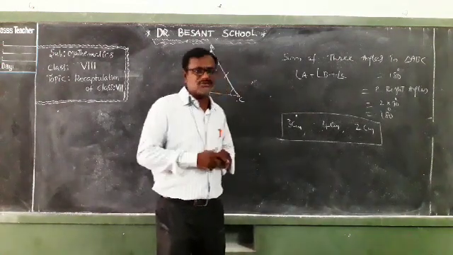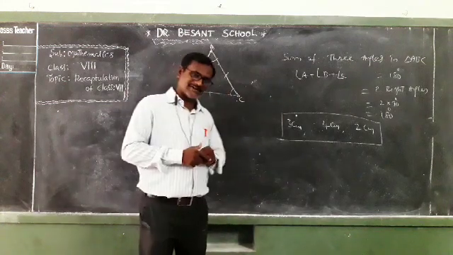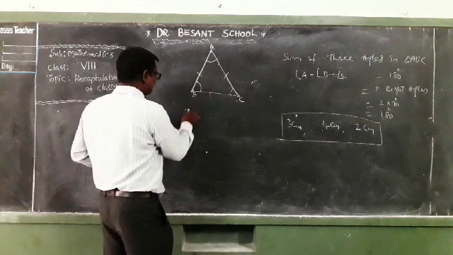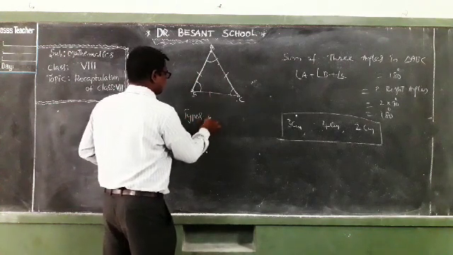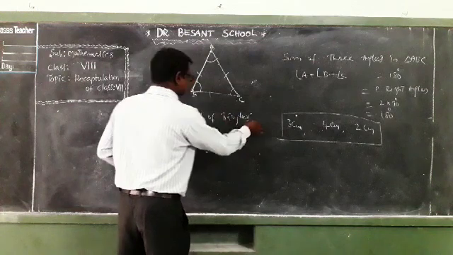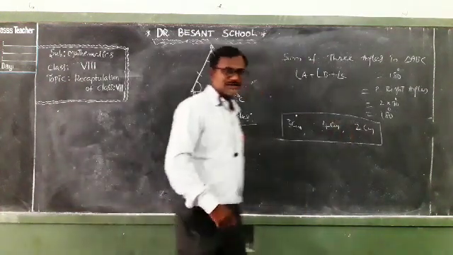That condition we need to verify whether we can construct a triangle or not with the given measurements. Okay children? After that, types of triangles. Types of triangles according to sides.